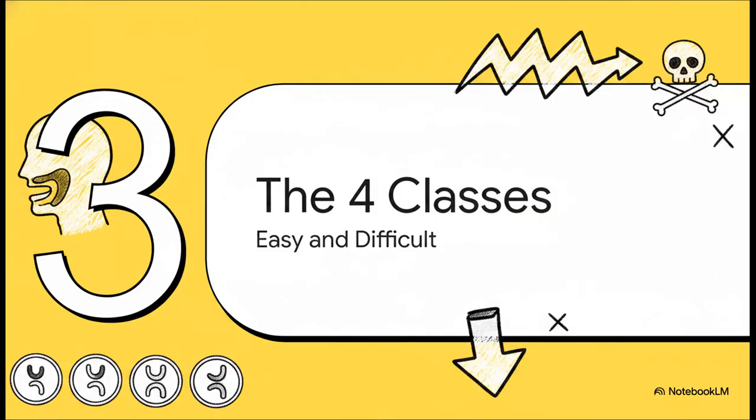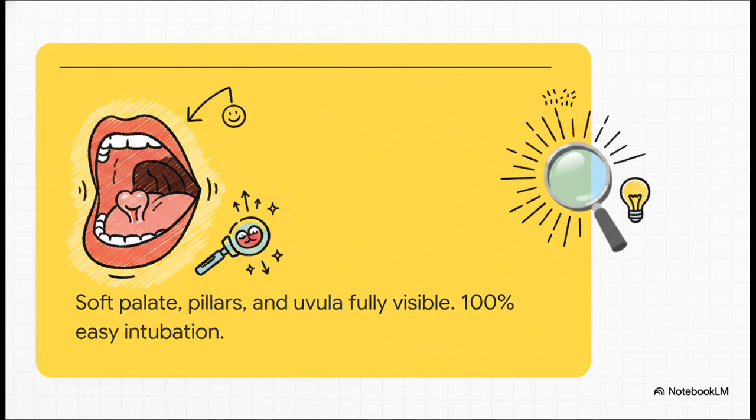If you don't know exactly what these 4 structures are, the classes we're about to discuss mean absolutely nothing. Which brings us to part 3, the 4 classes, from easy to difficult. Think of this scoring system as a progression of disappearing anatomy and increasing danger, starting with Class I. This is your absolute best-case scenario. When the patient opens up, the soft palate, tonsillar pillars, and the uvula are all completely, fully visible. Clinically, this means securing that airway should be a total breeze. You have a clear line of sight, predicting an easy intubation where the vocal cords will be 100% visible during laryngoscopy.